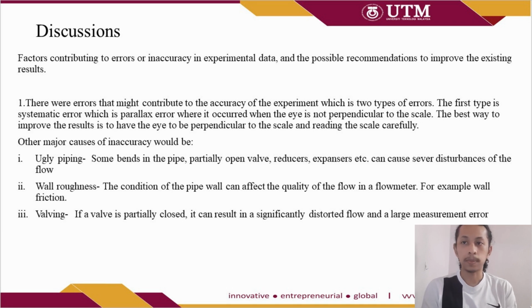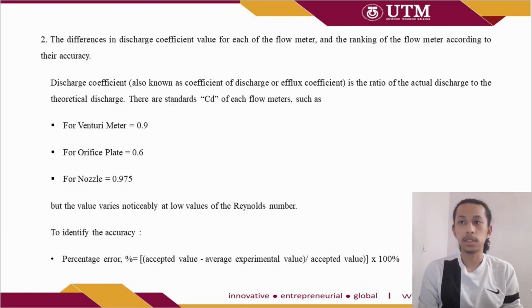Other major causes of inaccuracy would be ugly piping, roughness and valving. Ugly piping is bends in the pipe or a partially open valve, which reduces accuracy and can cause severe disturbance of the flow. And wall roughness, the condition of the pipe, can affect the quality of the flow in the flow meter, for example wall friction. And for valving, if a valve is partially closed, it can result in a distorted flow, and it can cause a large measurement error.